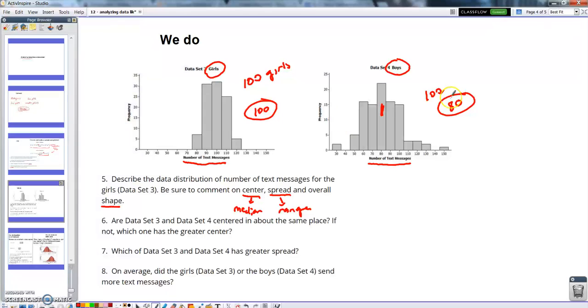The middle girl sent 100. The middle boy sent 80, which means half of boys sent less than 80, half sent more. Half of girls sent less than 100, half sent more. So that's talking about their center.